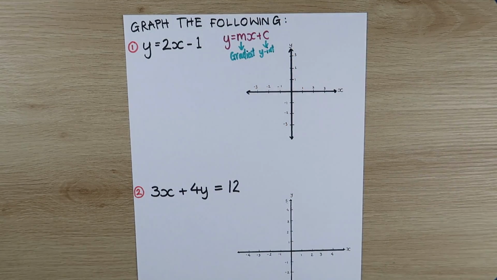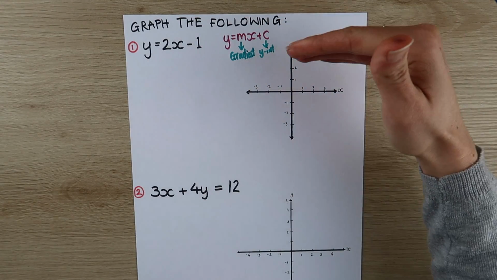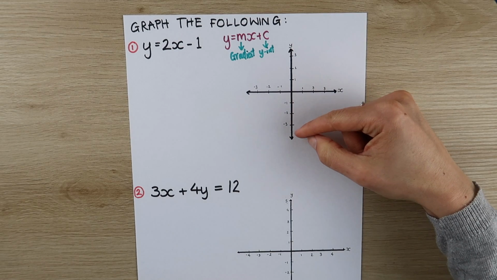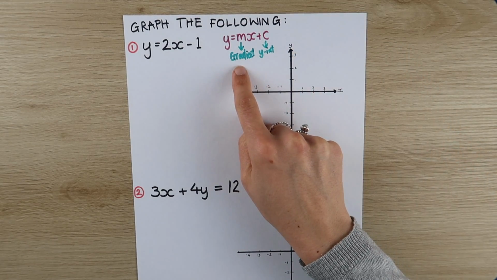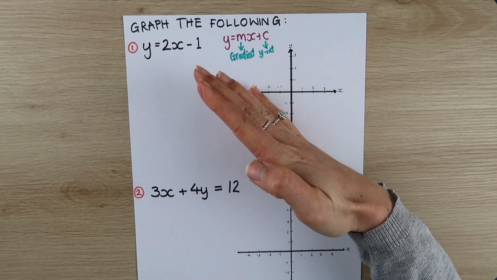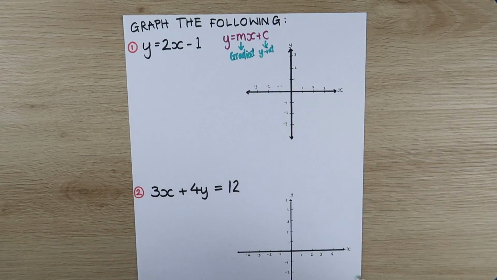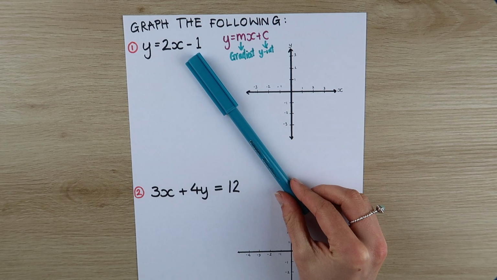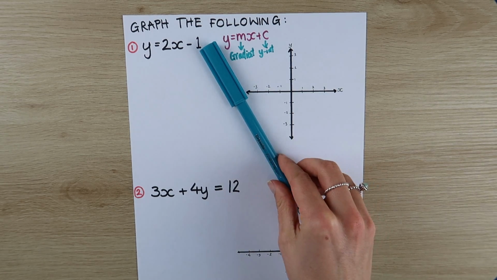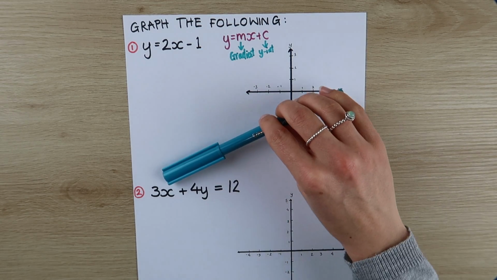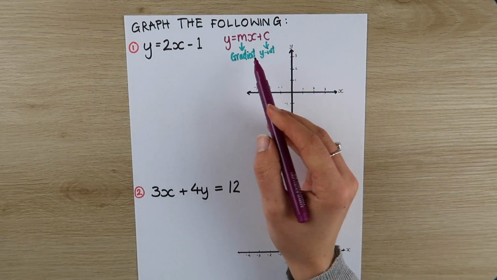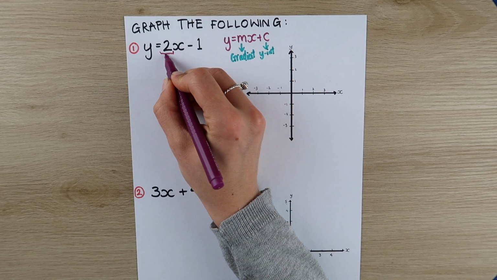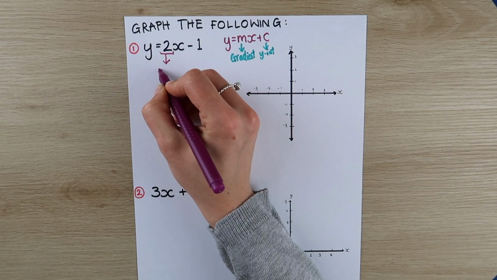So y-intercept is obviously where it intersects the y-axis, so where it hits this line, and the gradient is the steepness or the slope of the graph. So a slope going like this is extremely steep, and a slope going like this is not so steep. If it's in this form, whatever is multiplied by the x is my gradient. So I have a gradient of 2.